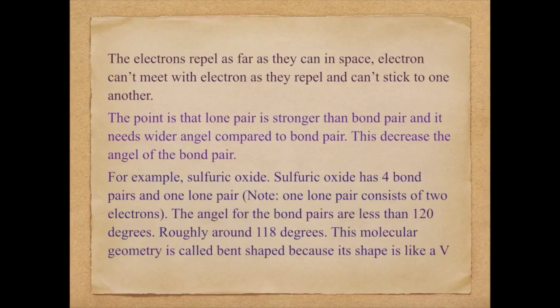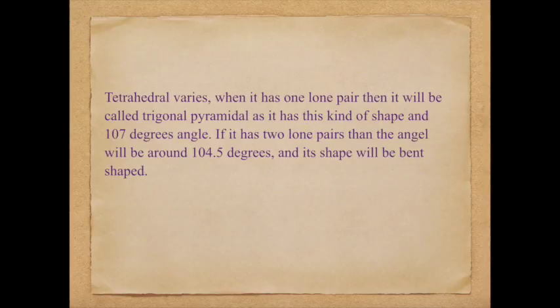For example, sulfur oxide. Sulfur oxide has 4 bond pairs and 1 lone pair. One lone pair consists of 2 electrons. The angle for the bond pairs is less than 120 degrees, roughly around 118 degrees. This molecular geometry is called bent, because its shape is like a V. Tetrahedral varies. When it has 1 lone pair, then it will be called trigonal pyramidal as it has this kind of shape and a 107 degrees angle. If it has 2 lone pairs, then the angle will be around 104.5 degrees and its shape will be bent.